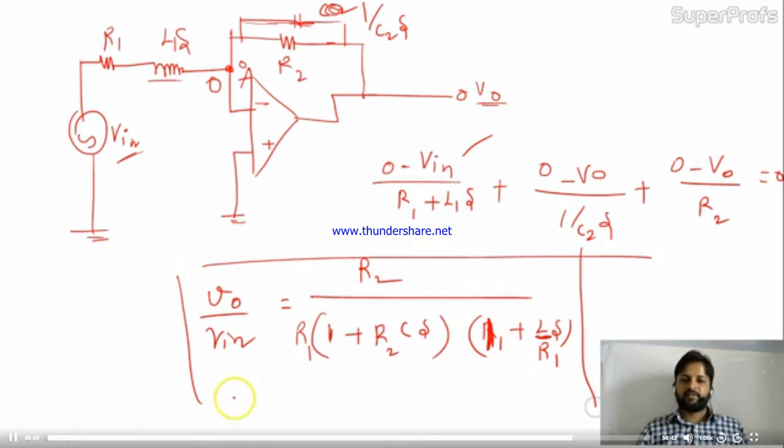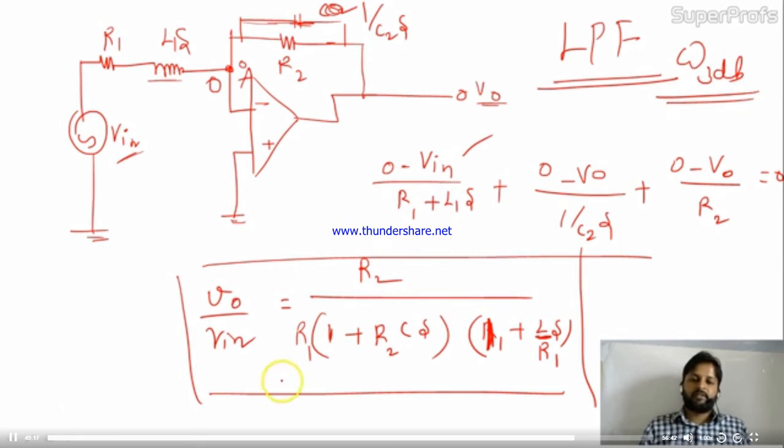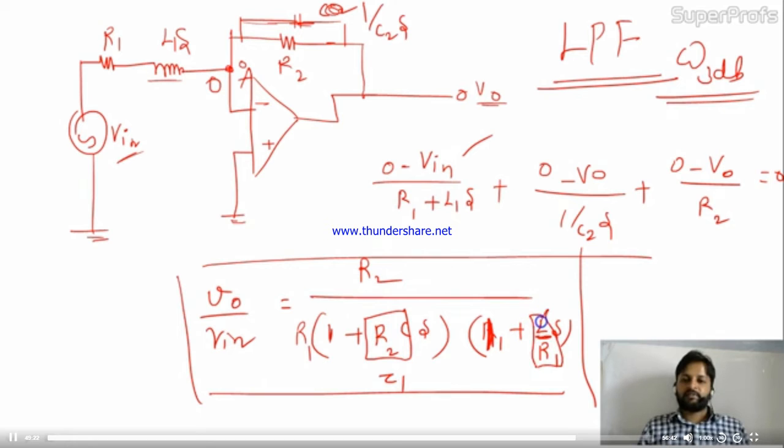And this is the transfer function related to LPF only. This is LPF, no doubt at all. If instead of R2 it were R2S, then it would be HPF. Now the question is, what is omega 3 dB? Here we are getting two terms, tau 1 and tau 2, so two omega 3 dBs are given. One is 1 by R2C and the second is the opposite of this, R1 by L.